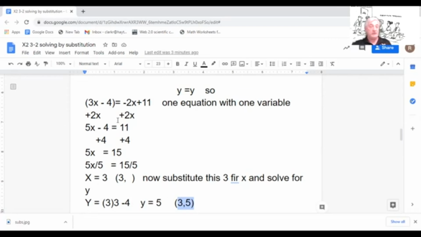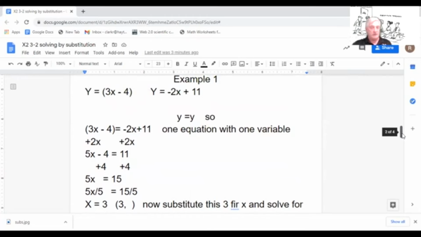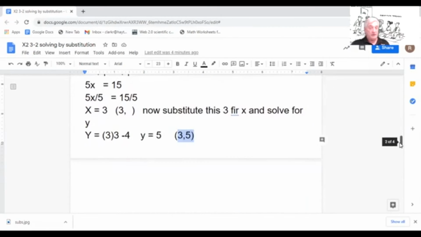And if you want to check that answer, 3, 5 works in both of these equations. We check it in the original equations. Don't check it in the equation you made up, the substitute one, because if you made a mistake there, all you're doing is checking your mistake. 3 times 3 subtract 4 is 5. That one works. 3 times -2, which is -6, subtracted from 11, is 5. That one checks. They both have to check. 3, 5 is the solution for both of those.